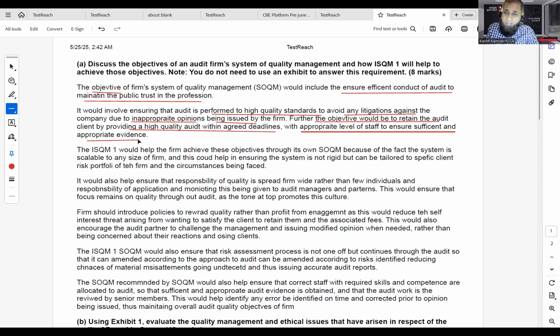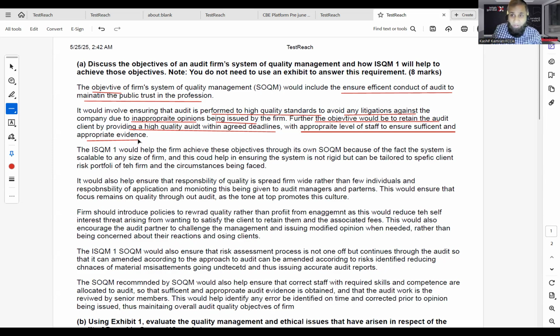I want to retain my clients. I don't want to lose my clients. I want to offer them high quality service. I want to make them satisfied. I want to make the shareholders satisfied so that they will reappoint me as an auditor. Now, these are objectives, right? So this student wrote a couple of objectives in the first two paragraphs for 2 marks.